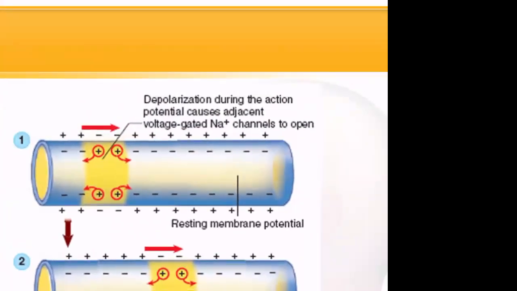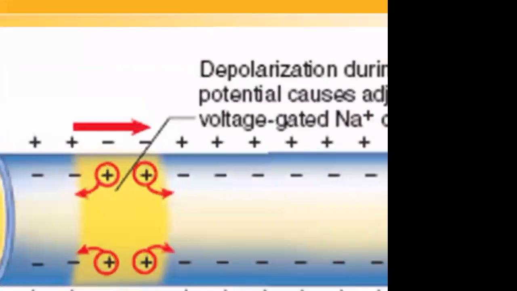So here you see the tube again. We have more positives on the outside than there are on the inside. So it's more positive outside than it is on the inside of the cell. Therefore, it's more negative on the inside of the cell compared to being outside of the cell. Well, when those sodiums go rushing in, it suddenly becomes more positive right there as compared to the outside of the cell right there. More positive charges means here it's going to be more negative.